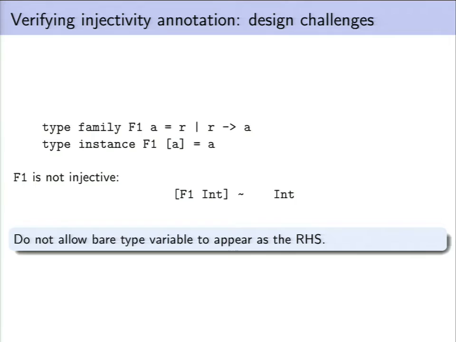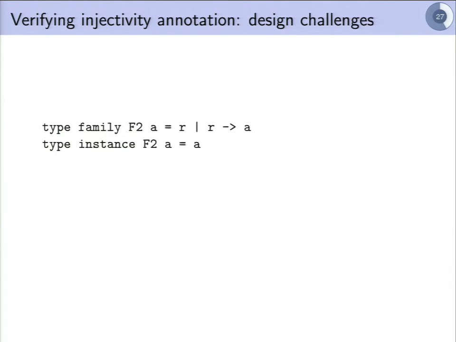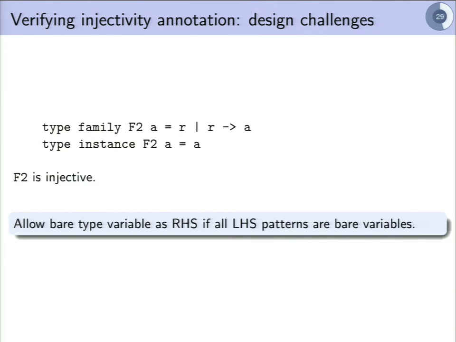But the truth is that, indeed, the problem here lies with the fact that f1 is not defined for some of the arguments. And for example, if we have a function that looks like this, that's a simple type level identity function, but it's also a very useful equation for closed type families where we can use it as a catch-all equation. And here everything is okay. We can accept f2 as injective. And so we loosen the previous restriction by saying that we actually will allow bare type variables as the right-hand side, assuming that all left-hand side patterns are just type variables, meaning there's no pattern matching. This is a sort of total equation.